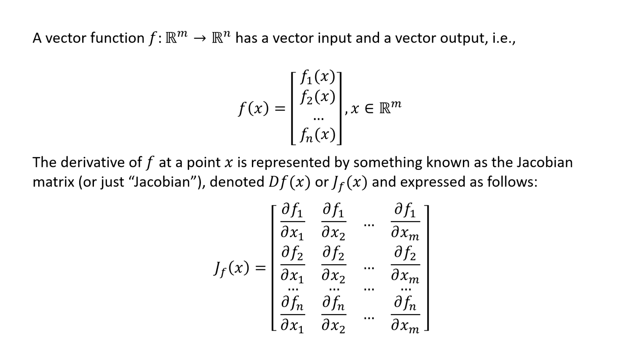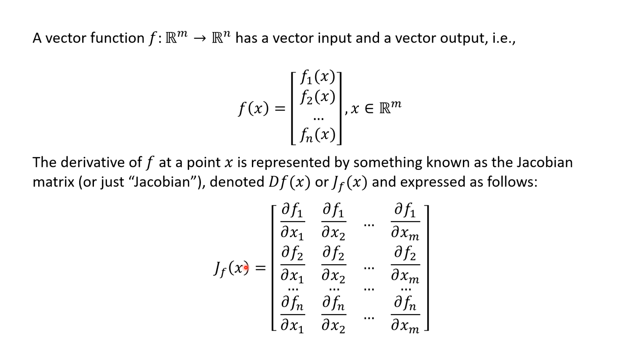So going up one level of complexity, instead of going from Rm to just R, now we're going from Rm to Rn. So we have a vector input and we have a vector output. So f of x is a function, each component of the output is a function of x. So I'm drawing it like this. So this is just f of x. So if we want to get the derivative of f at a point, it's represented by what's called the Jacobian, and it's denoted either capital D f of x, or J sub f of x, and it's expressed as follows.